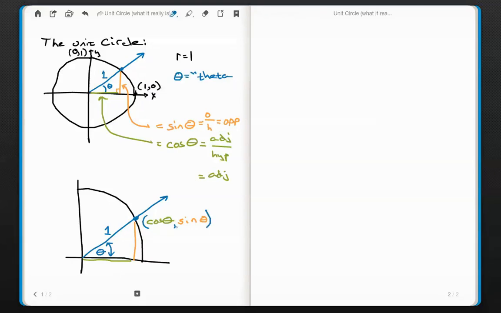Gratuitous use of color here, I know. So the coordinates of this point are x, y, but it's also cosine theta, sine theta, right? Because the green side down here is cos theta, and the orange side is sine theta.